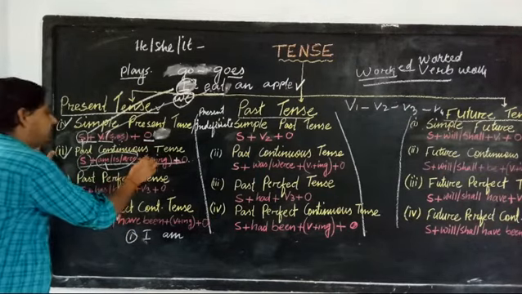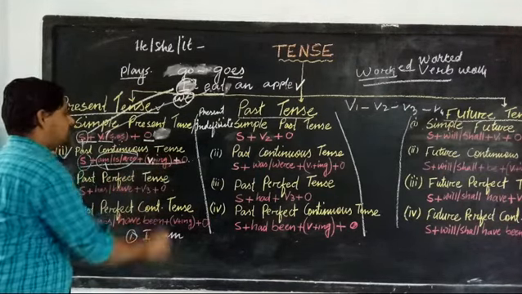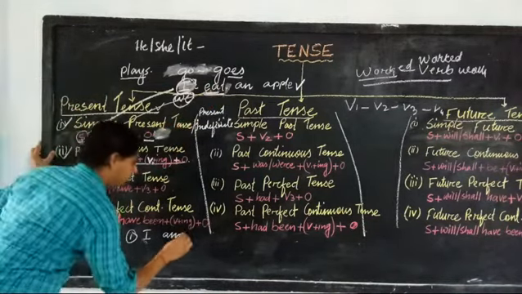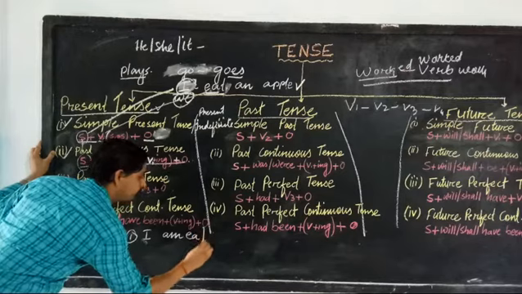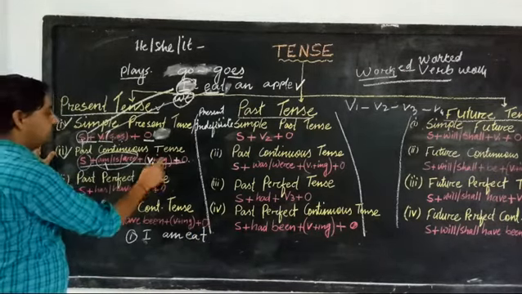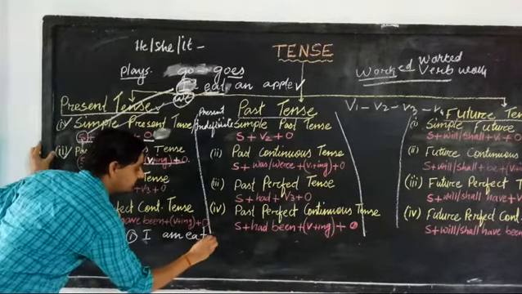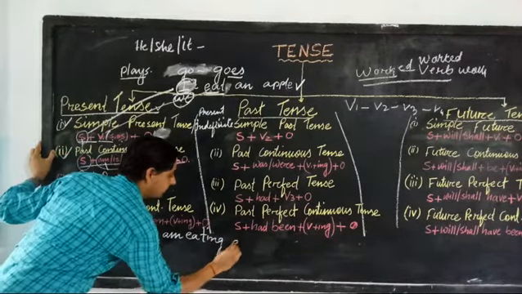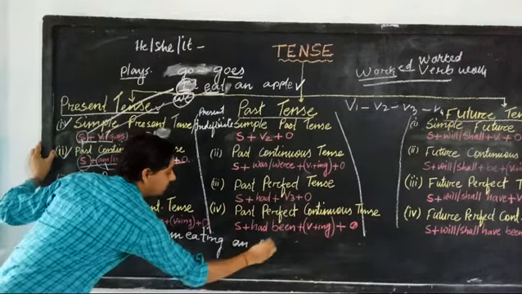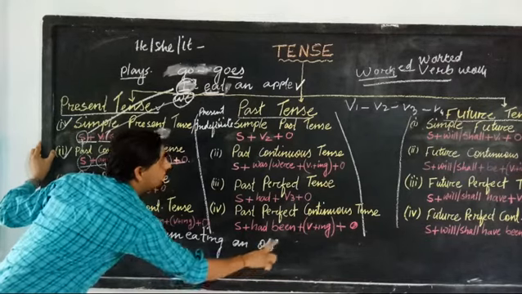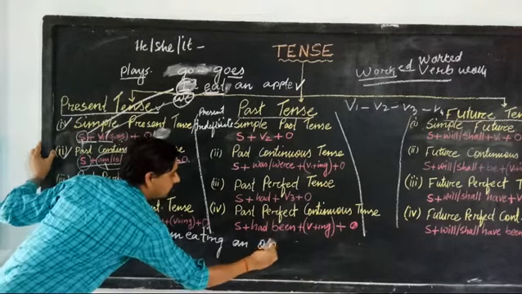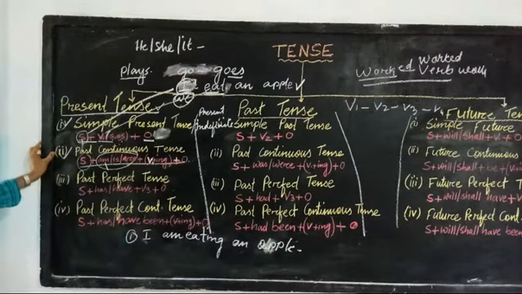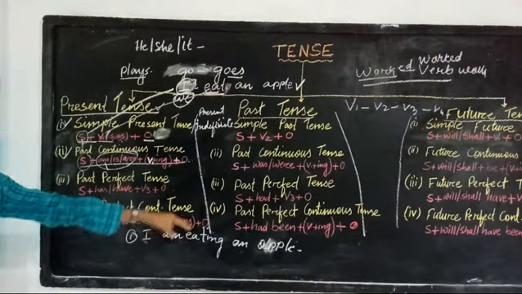Then what is left here? Now V1 and ing. So what is the V1? Eat. We will simply write eat. Then put ing here in eat. Eating. Then same object, apple. See, I am eating an apple.